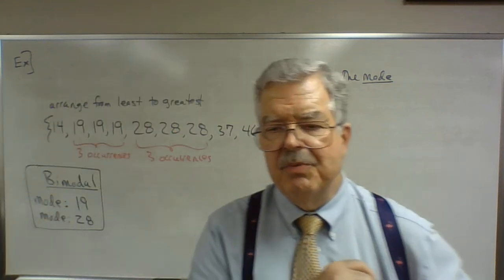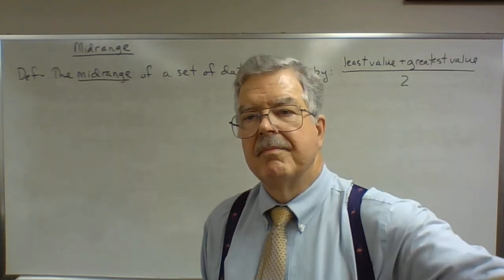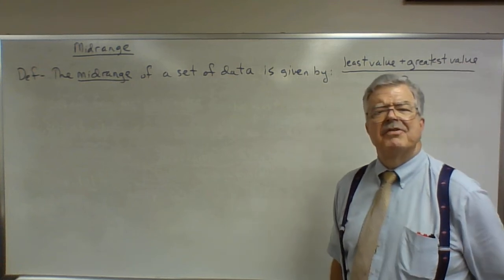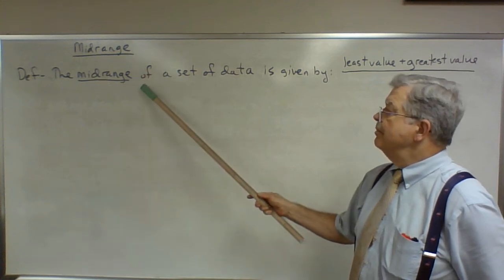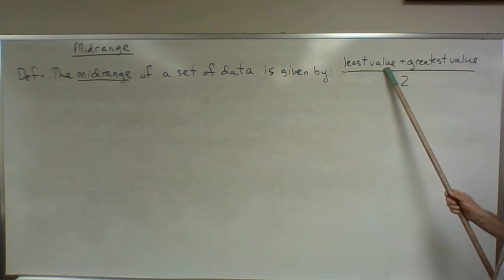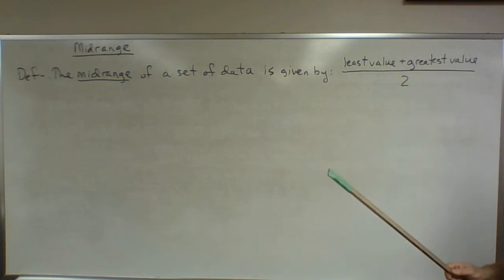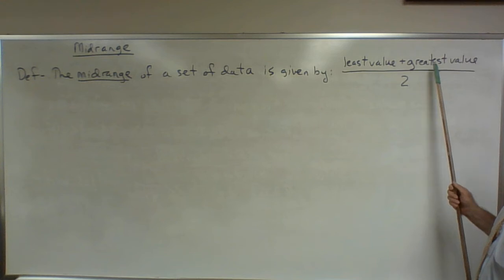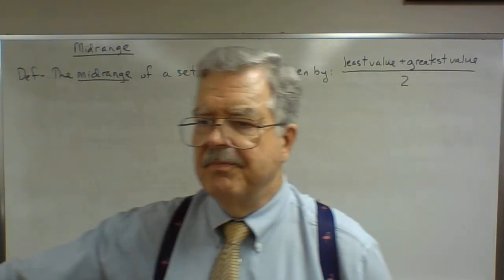Last but not least, we'll look at our 4th measure of average. The last measure of what's average or what's typical, the mid-range. The mid-range of a set of data values is given by the least value plus the greatest value over 2. So we're computing the mean of the least value and the greatest value. Let's look at a few examples.